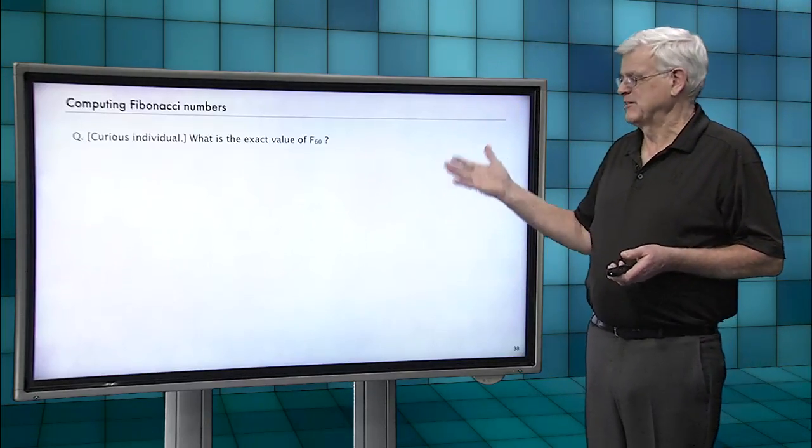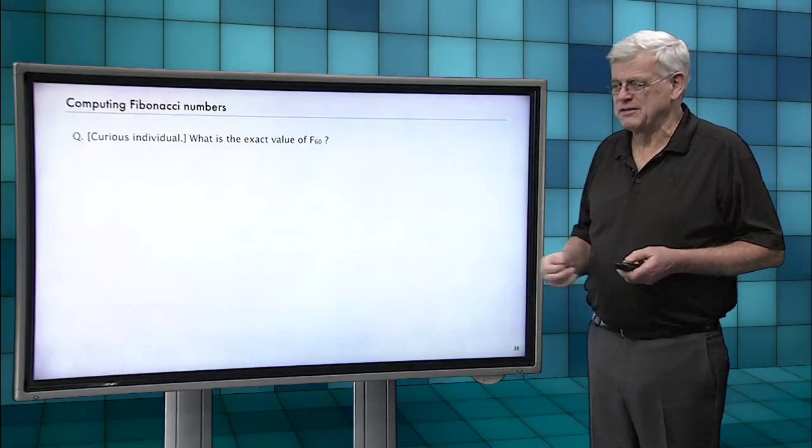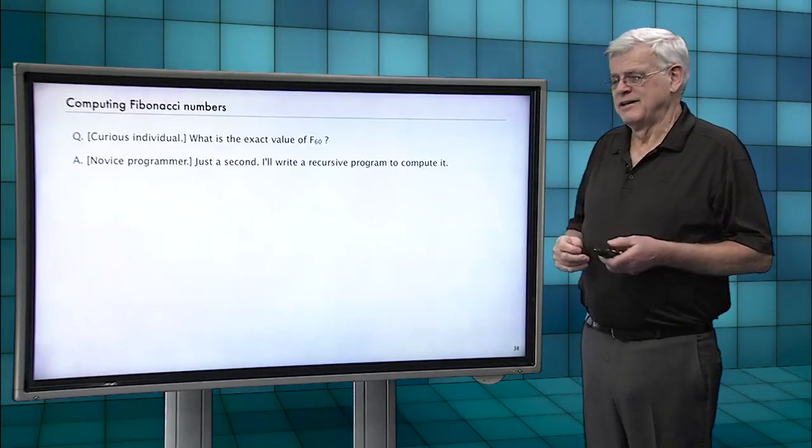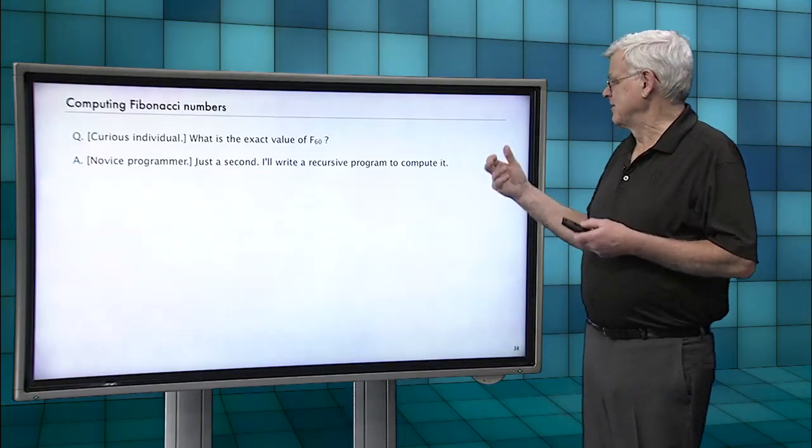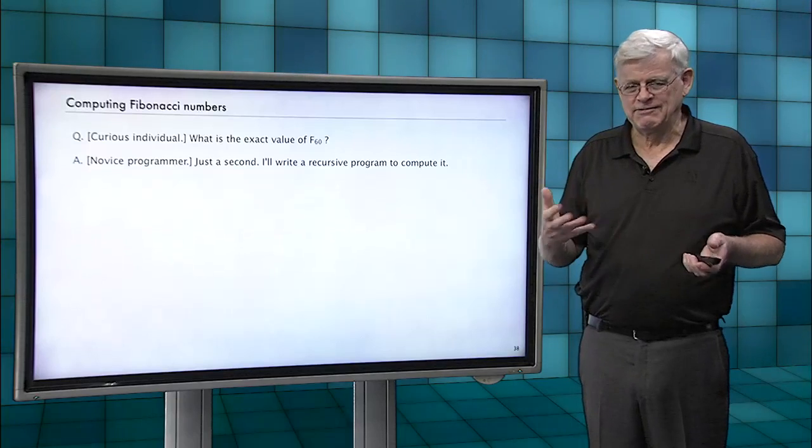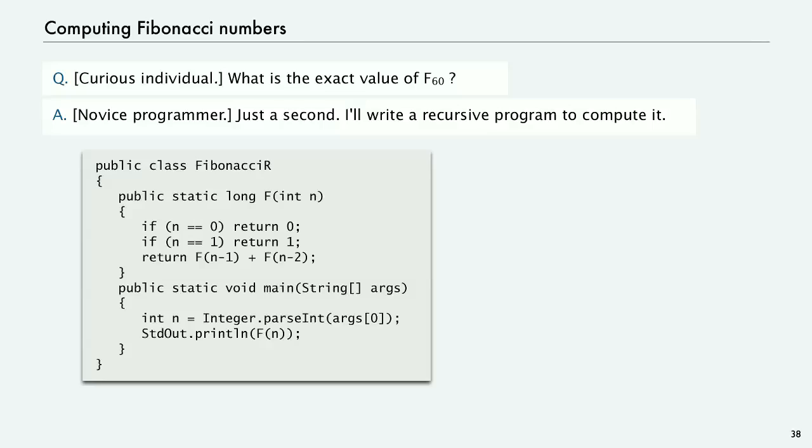So somebody might say, well, I've got a computer, what's the 60th Fibonacci number? And a naive programmer might say, okay, that's obvious, you can write a recursive program for that. Recursive program, we'll use long because it's probably going to be a big number. If n equals 0, return 0. If n equals 1, return 1. Otherwise, recursively call for f(n-1) plus f(n-2).